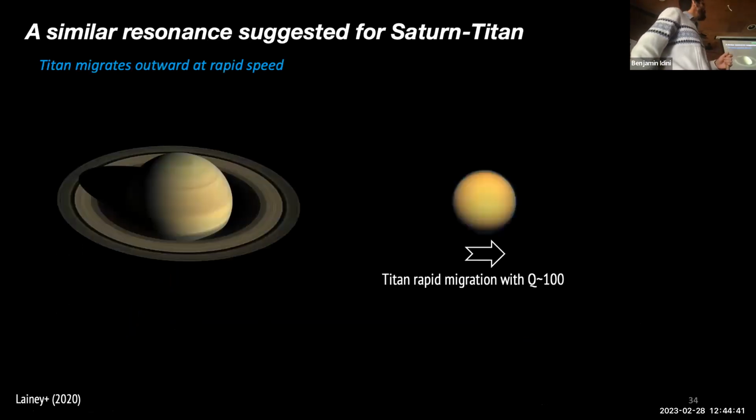Now, we have observations in a different system. This is Saturn and Titan, where from measurements of the velocity at which Titan is migrating, one can estimate that the Q in Titan is 100, an order of magnitude lower than this other model. So it might be that the theory really is not representing what we observe. So that's the end of the story. Okay.